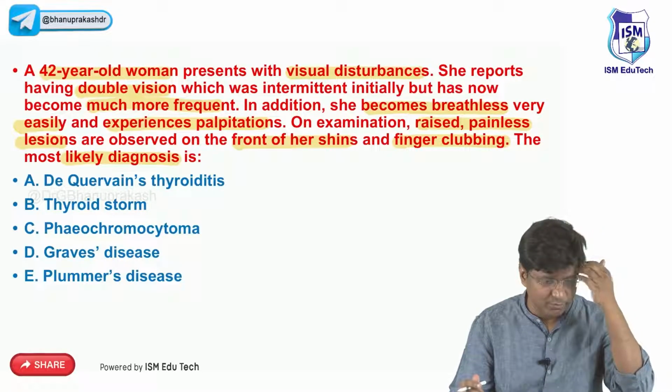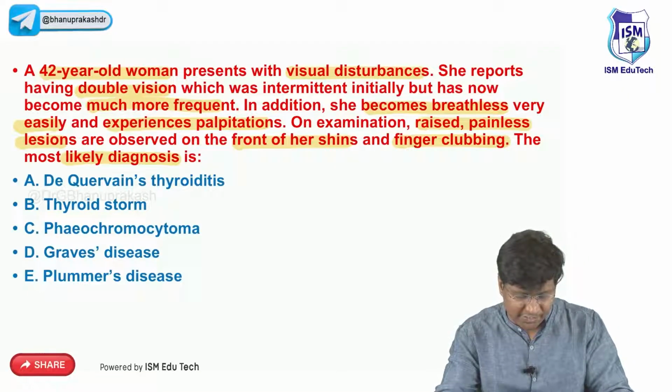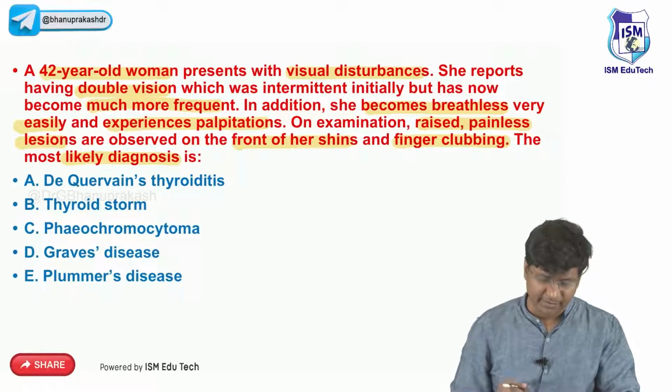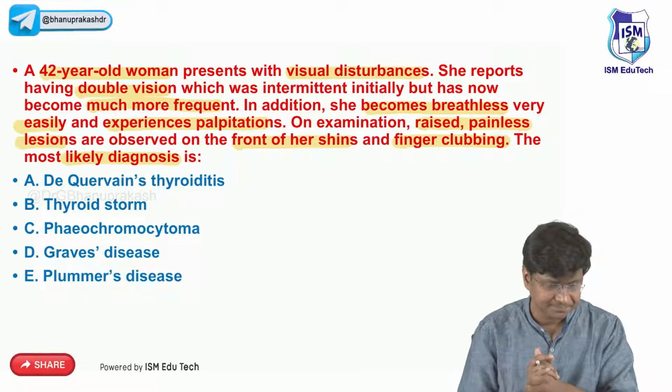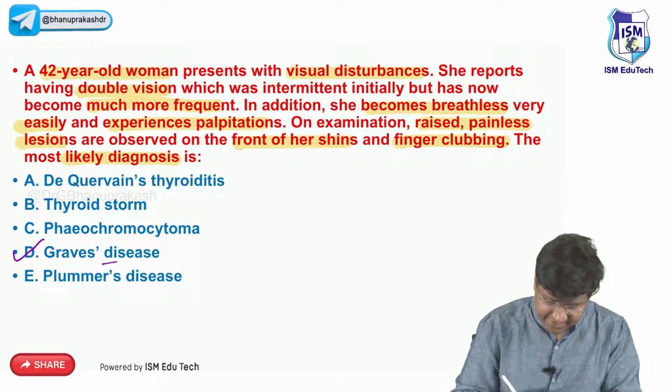What do you think is the most likely diagnosis in this patient? De Quervain thyroiditis, thyroid storm, pheochromocytoma, Graves' disease, and Plummer's disease. So the correct answer in this particular patient will be Graves' disease.